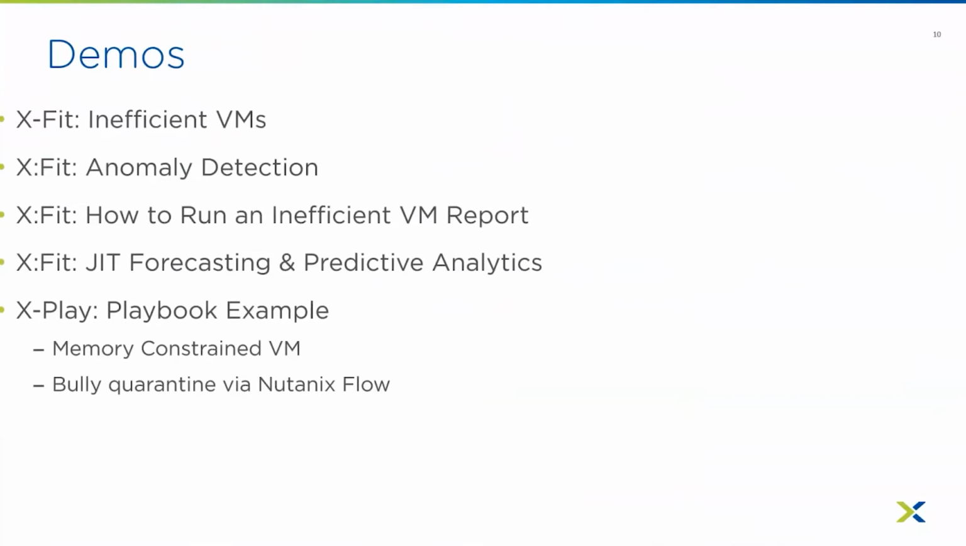Next, we'll give an example of what anomaly detection would look like within Prism Pro. We'll also show you how to run an inefficient VM report, right? So taking a look at those 4 categories of inefficient VM profiles, and being able to run a report that you can send out via a PDF report to management or your team.